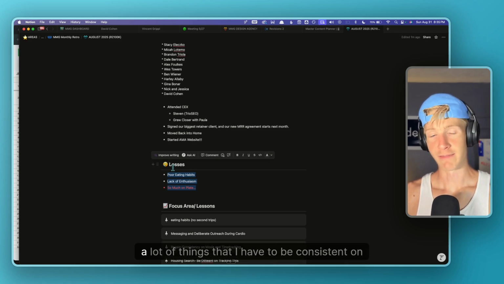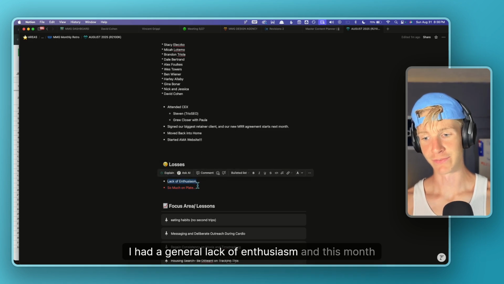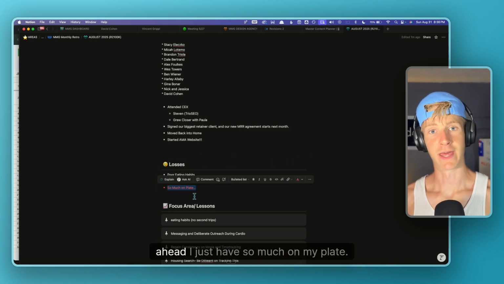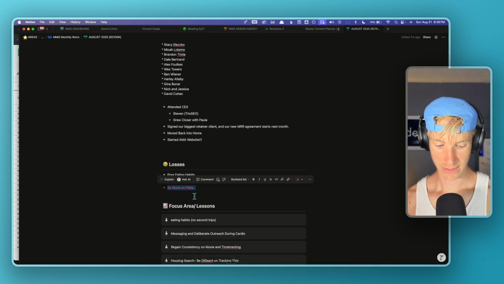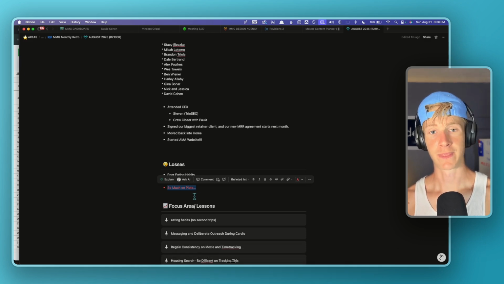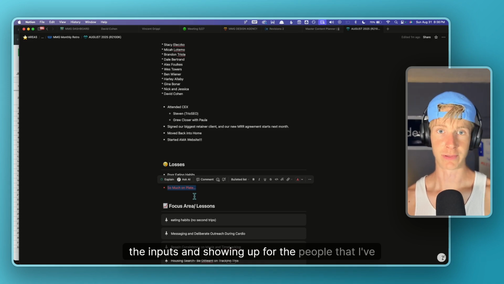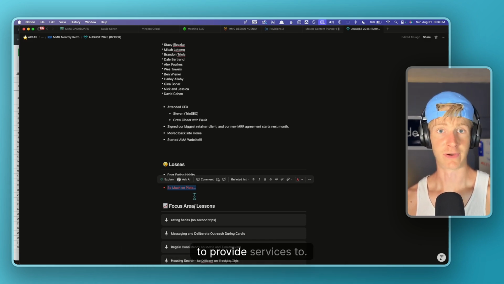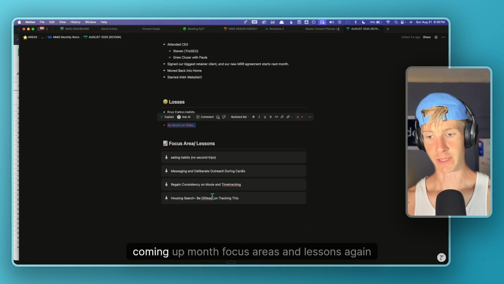So, a lot of things that I have to be consistent on moving forwards. I had a general lack of enthusiasm, and this month ahead, I just have so much on my plate. I kind of alluded to those new retainer clients. It's going to be a big scope of work, and I have to be diligent on being consistent with the inputs and showing up for the people that I've agreed to provide services to. So that's some of the stuff that's on my mind for the coming up month.